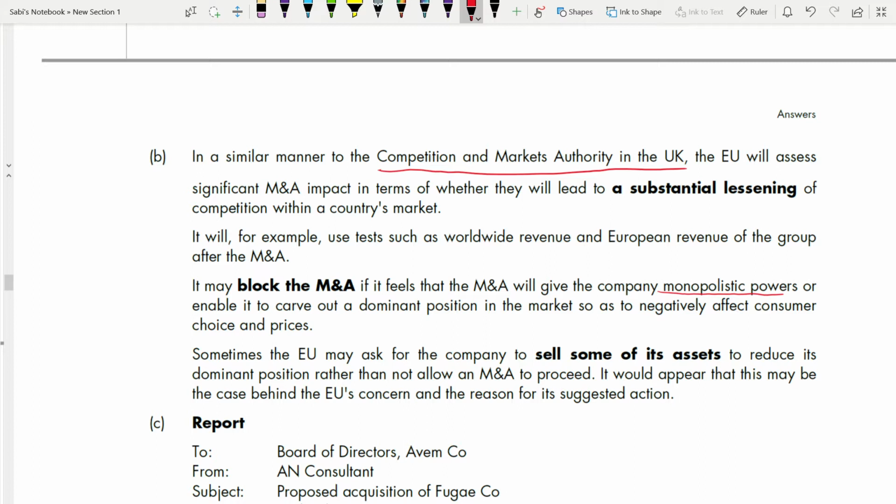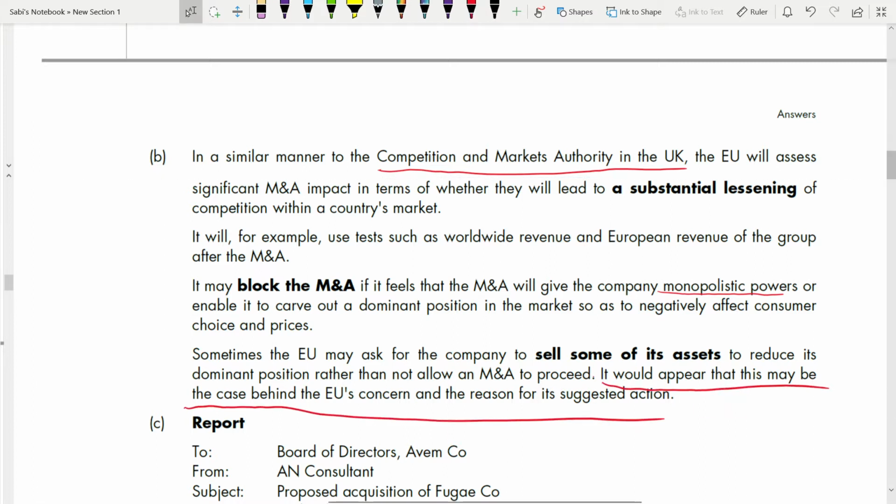So just giving this point is not enough. You must have ended here. But this line has to be there. Why did you discuss it? Because this is the requirement. Why they are concerned. So this might be some of the reasons why they are concerned.